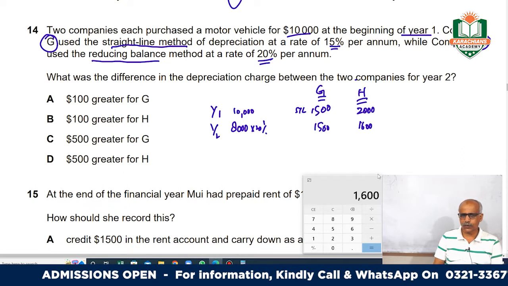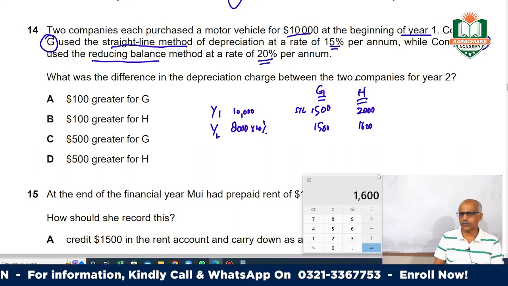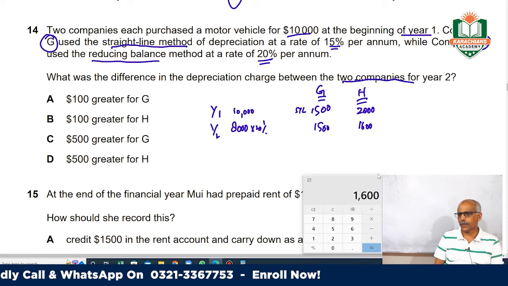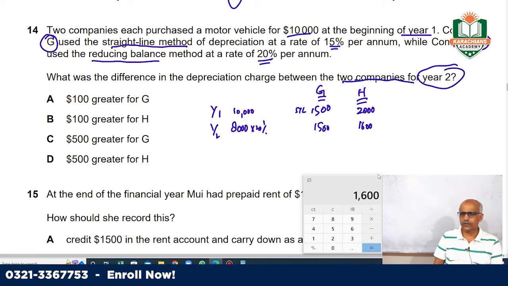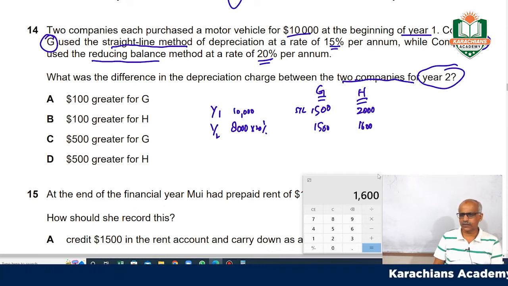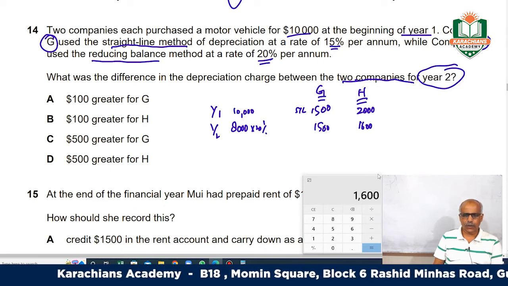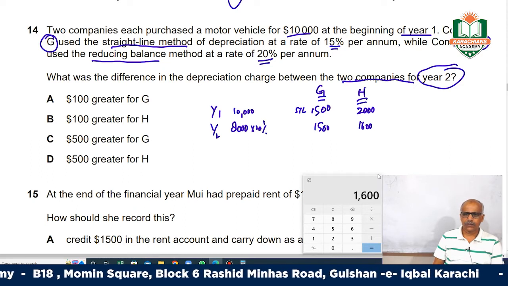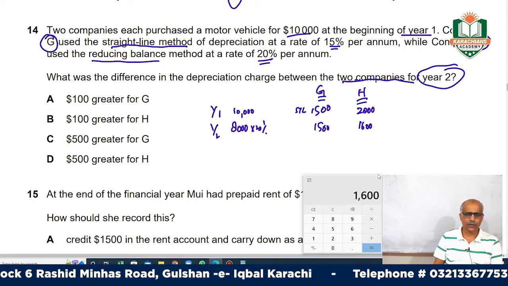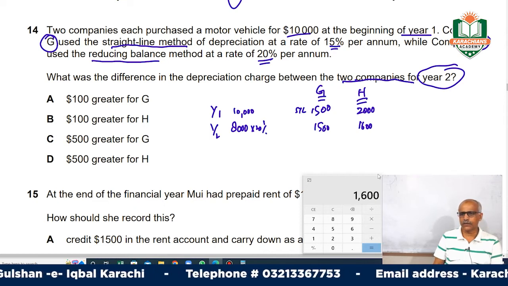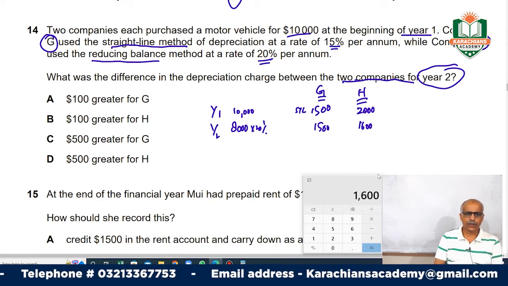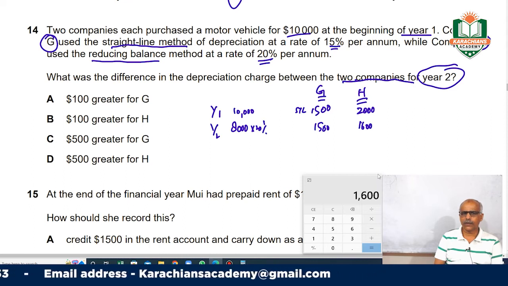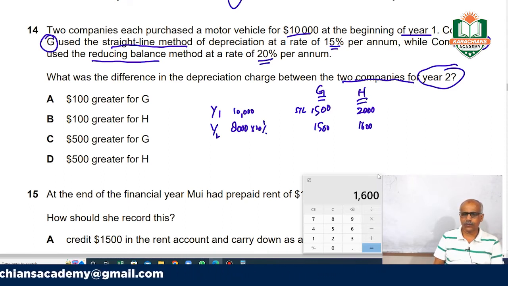Now, what is the question? What was the difference between the depreciation charge of the two companies in year 2? This is very clear. G has 1,500, H has 1,600. H's depreciation is higher by 100 than company G. So G is lesser than H by 100. Option A, 100 greater for G? No, G is not greater by 100, it is lesser by 100. So this one is wrong.